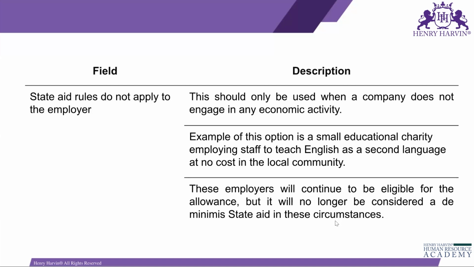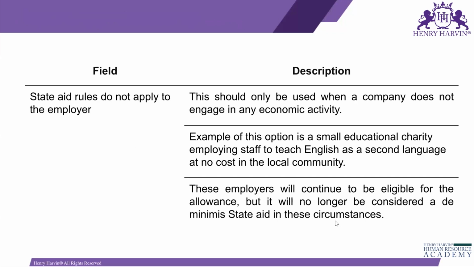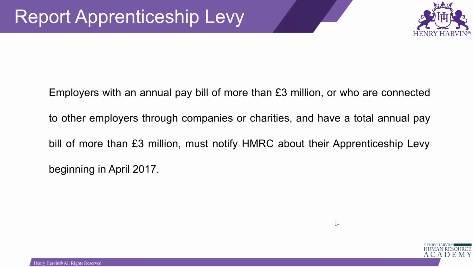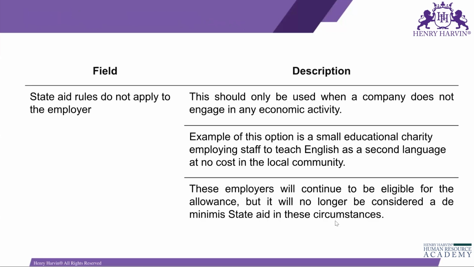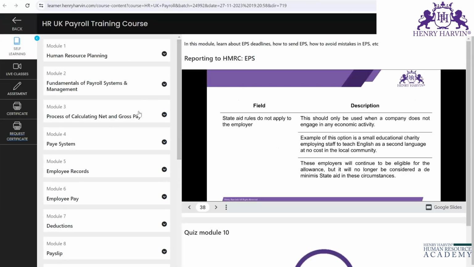These employers will continue to be eligible for the allowance, but it will no longer be considered de minimis state aid in these circumstances. For employment allowance, the different criteria still apply; only this additional rule is not applicable. This has nothing to do with the calculations. This is something that HMRC wants to know. Now report apprenticeship levy. If you want, I'll check the module where employment allowance was covered and I can explain that to you.